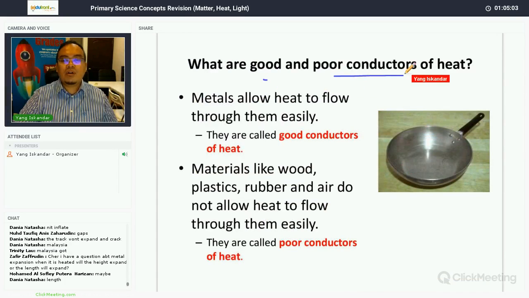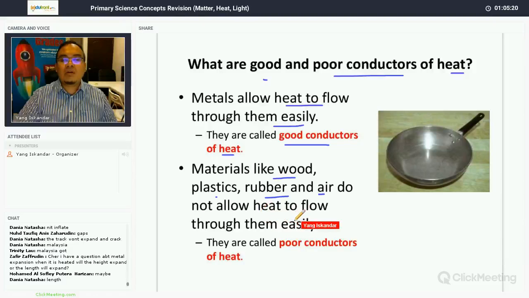Now, what about good and poor conductors of heat? Metals allow heat to flow through them easily. We call these good conductors of heat. Metals are good conductors of heat. But materials like wood, plastic, rubber, and air do not allow heat to flow through easily. We call them poor conductors of heat.